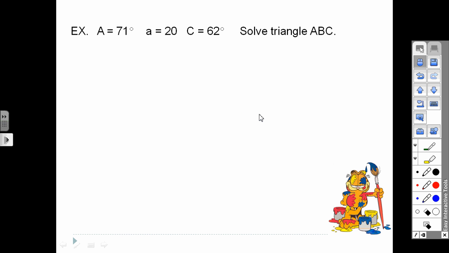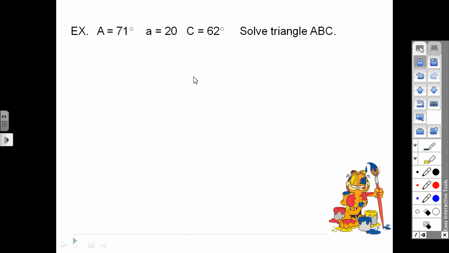They give us three pieces of information. In this case, they're giving us angle A, side A, and angle C. And all they're asking us to do is to solve triangle ABC, which means we just need to figure out the other three missing pieces. So we have two angles, we need to figure out the third angle. We have one side, we need to figure out the other two sides.